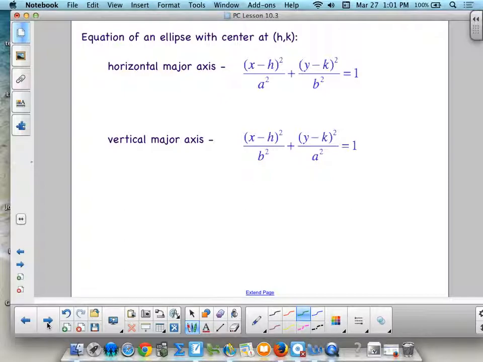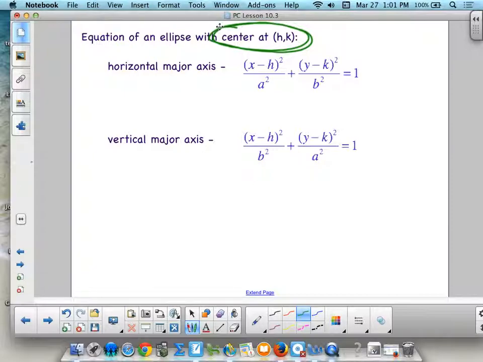These are 2 equations of ellipses when the center is not at the origin. Where's the center? H, K. Isn't this the same thing as parabolas? It is. Guys, H, K just means your center got moved right and up. So instead of x squared, now it's x minus h squared. Instead of y squared, it's y minus k squared. Everything else is all the same.